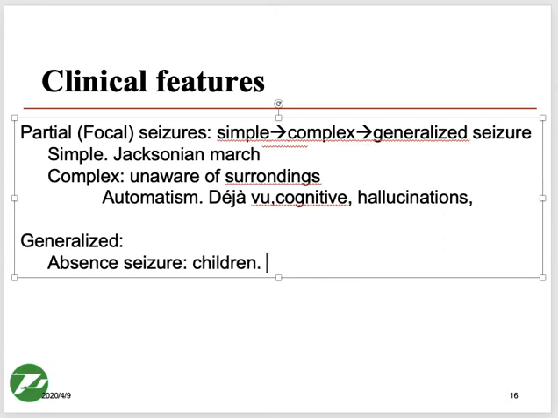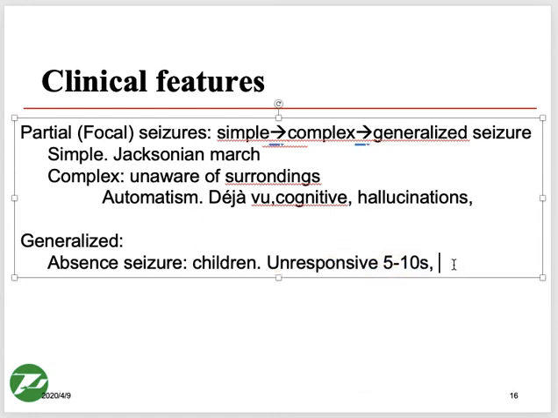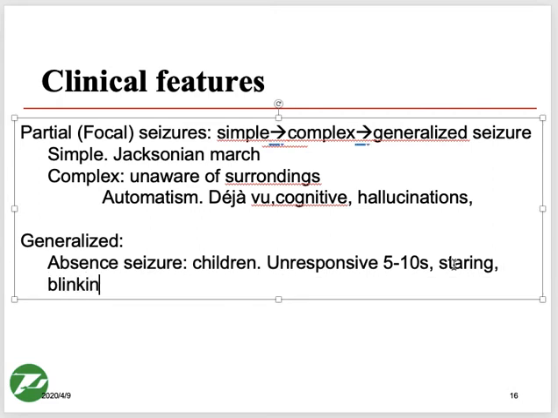And what happens in the children? Basically, they become unresponsive for a few seconds, like 5 to 10 seconds. They don't do anything. They start staring at something without knowing what's going on around them. Some of the children also blink during that time, so they show some blinking movements of the eyes. Some of the babies show eye rolling, for example.